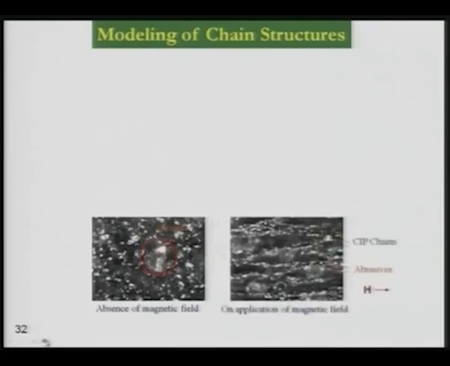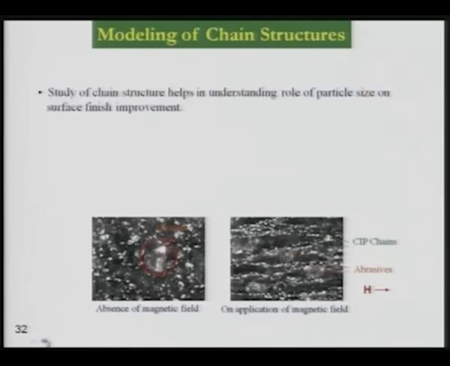Now when we apply the magnetic field, you can clearly see the difference in the left hand side figure and right hand side figure. Proper chains are being formed, and you can clearly see the abrasive particles between the chains, because abrasive particles are much bigger than the iron particles. We have taken them much bigger so that you can clearly see them, and these abrasive particles are lying between the chains, and these are the chains with shining particles. So the study of chain structure helps in understanding the role of particle size on surface finish improvement.